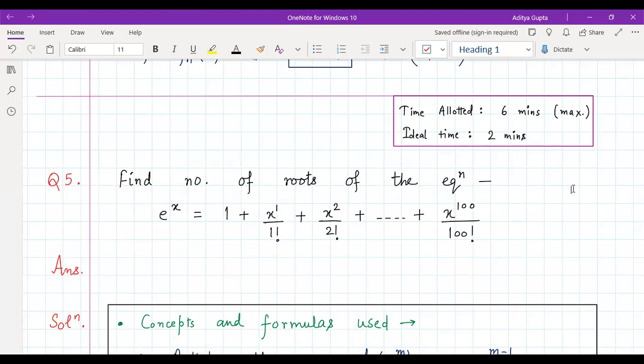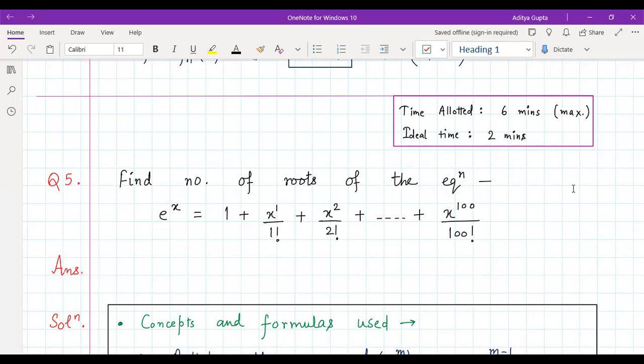Today we have another question from the chapter of monotonicity and maximum minima. The question is asking us to find the number of roots of the equation e power x is equal to 1 plus x power 1 upon 1 factorial plus x power 2 upon 2 factorial all the way up to x power 100 upon 100 factorial.